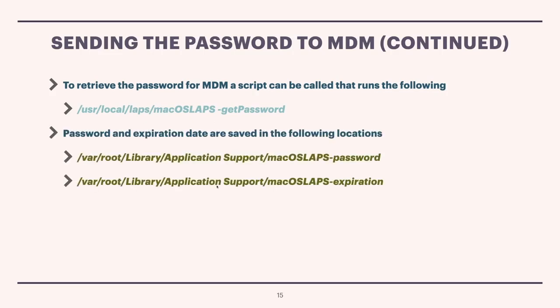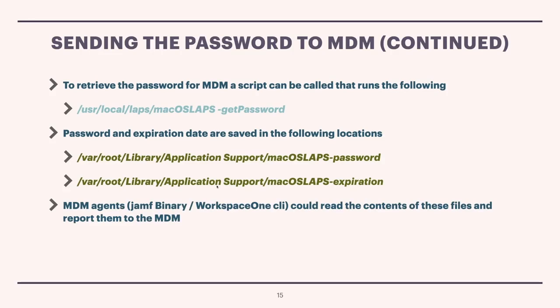What this command will do, which is /usr/local/laps/macOSLAPS -getPassword, is write two files to the local file system under /var/root/Library/Application Support. There'll be a file called macOSLAPS-password and a file called macOSLAPS-expiration. You could use the command line interface of, say, Jamf Pro or Workspace ONE to read the contents of those files and report those into extension attributes, or I believe they're called, I'm sorry, I'm blanking on the name in Workspace ONE, but basically a custom attribute in the MDM with those values.